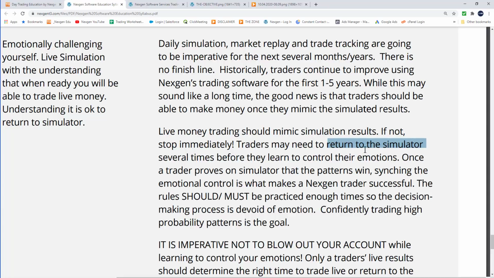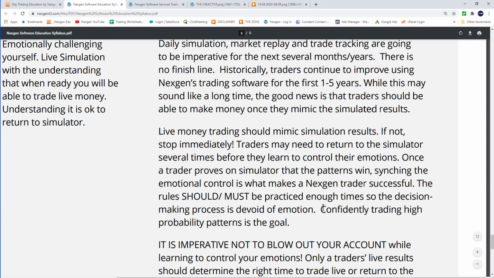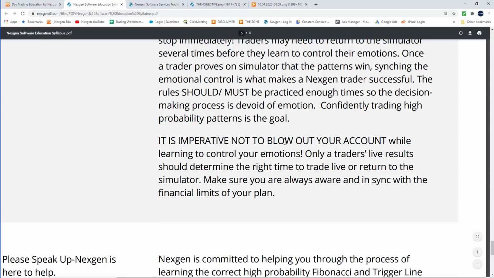Somebody asked me the other day, they said, tell me when I'm ready to go live. I'm like, you should never have to ask that question. You should have so much confidence in the read of your indicators and the execution of your plan that you'll never have to ask. And if you find yourself becoming fearful when you're taking your trades, it only means you haven't practiced that trade enough. So obviously this is the ultimate goal. Confidently trading high probability patterns. And I always put this in there. Don't blow out your account while you're learning to control your emotions.